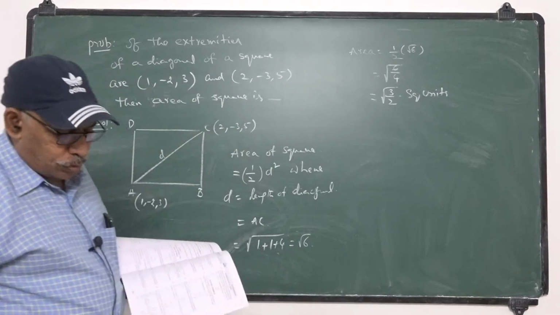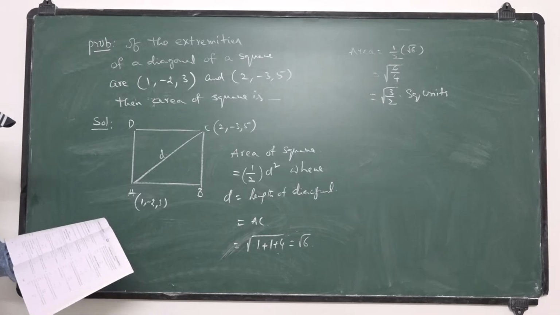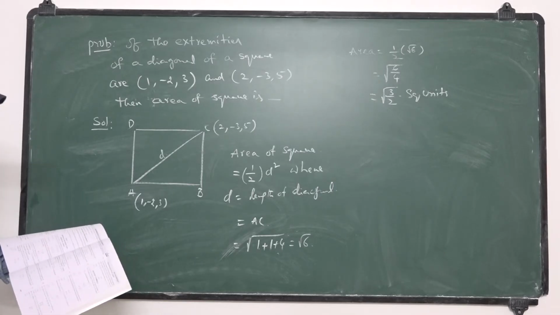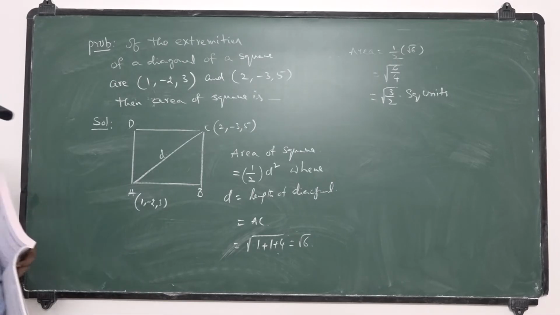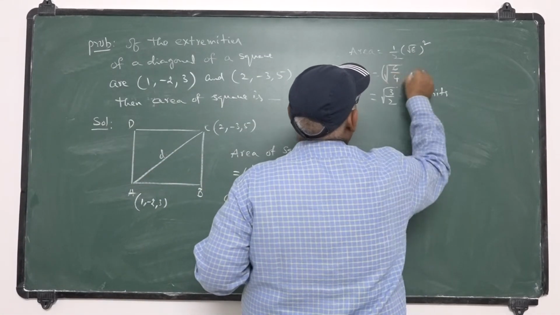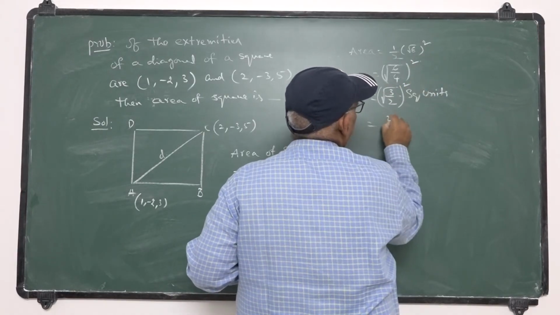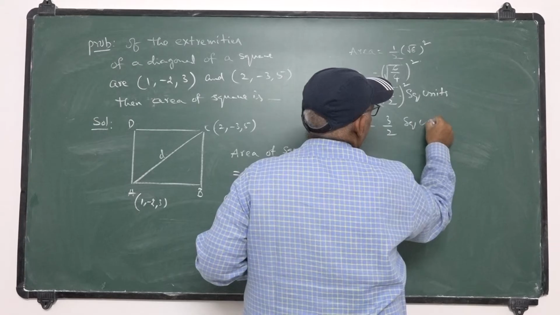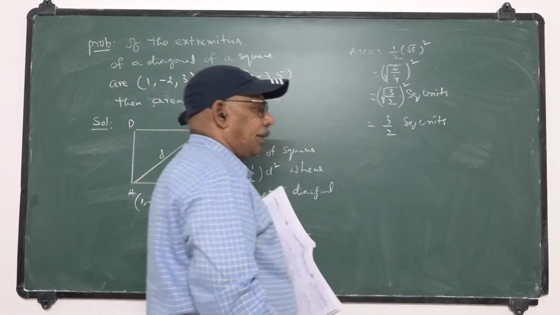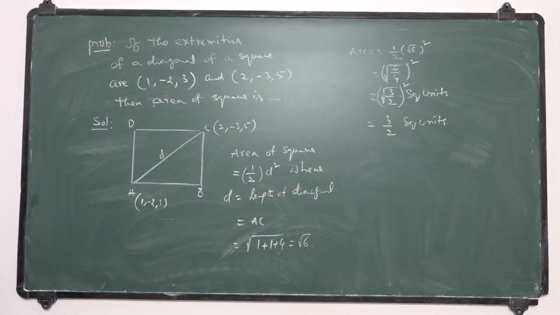Once the diagonal is known to us, straight away we can find the area. This is a square, this is a square, and this is a square. So once D is the length of the diagonal of the square, then its area is D square by 2.